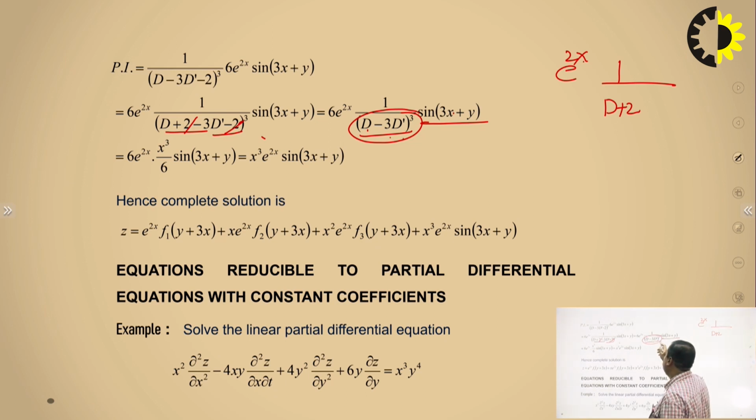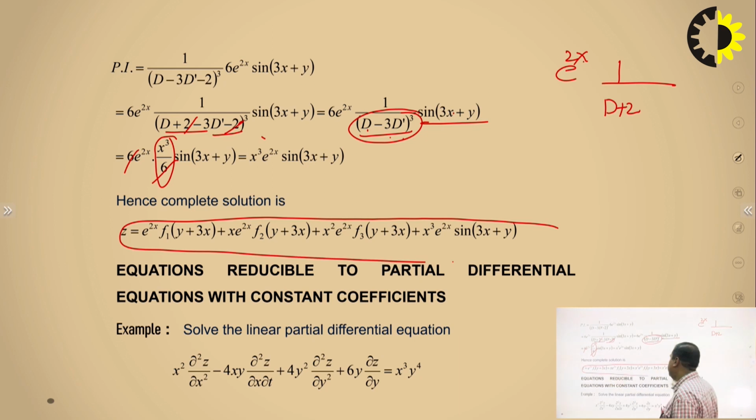So we write: D means x multiplied by x, again 0, x square, again 0, three times, it becomes x cube by 6 sin(3x plus y), and the 6 is cancelled out, and that becomes x cube e to the power 2x sin(3x plus y). Therefore the complete solution for the equation is z equal to e to the power 2x f1(y plus 3x) plus x square and so on.